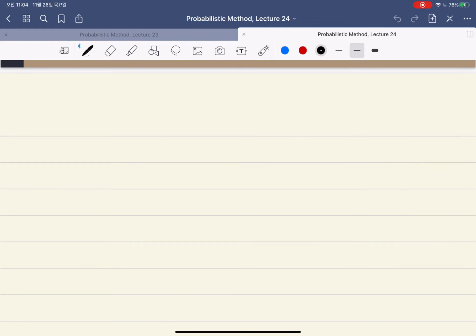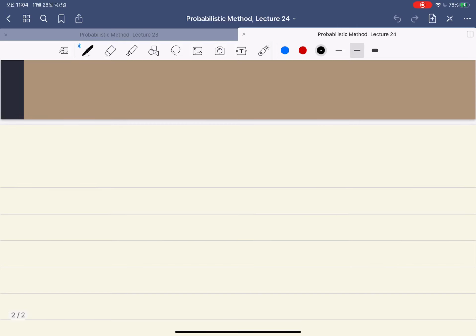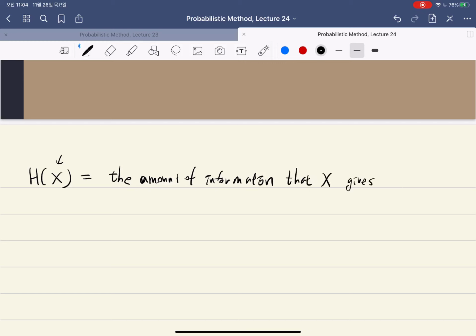So we are learning about entropy. And last time we defined entropy and we proved some properties of this. Again, entropy is measuring how much information this random variable provides, or this probability distribution. And this is roughly the amount of information that X gives. And this amount is measured by number of, say, bits.